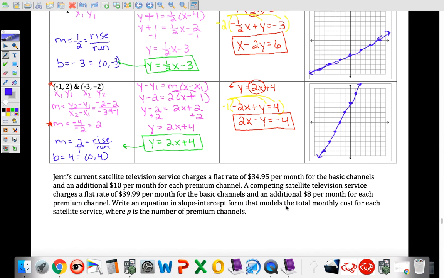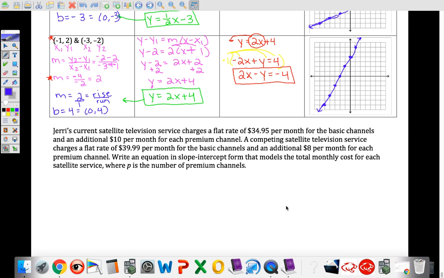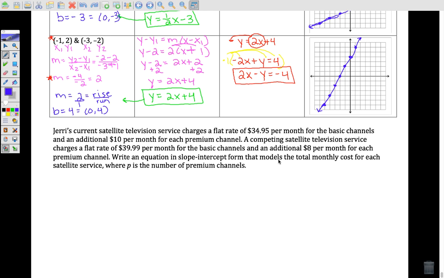And the last problem that we have here is a word problem. It says Jerry's current satellite television service charges a flat rate of $34.95 per month for the basic channels, and an additional $10 per month for your premium channels. So $10 per month for each premium channel.